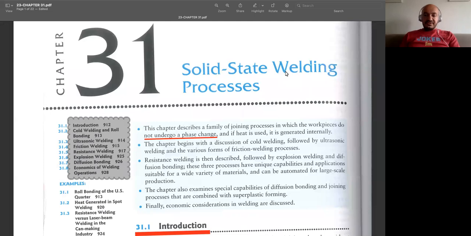Hey, this is chapter 31. It's about another type of welding process called solid state welding. The main difference with respect to previous welding processes is that we don't have any phase change.